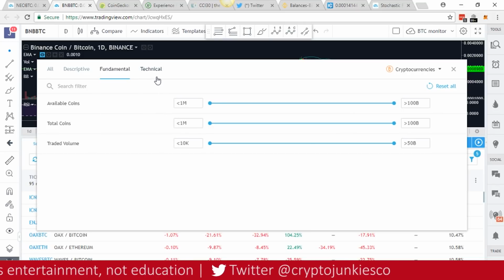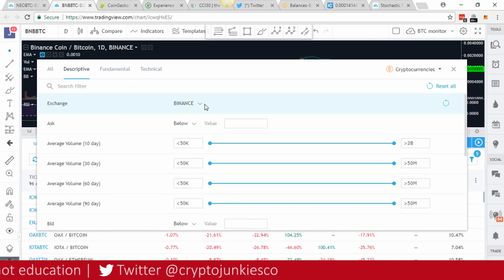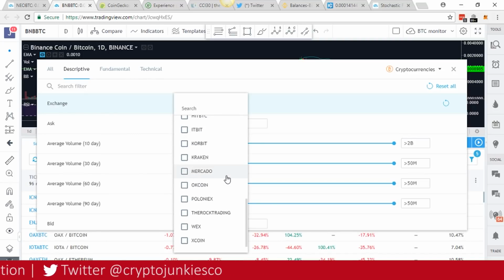Fundamental, there's nothing really in there. Everything we're going to need is in technical. So descriptive is where we change the exchange. Look, they got everything in here, guys.